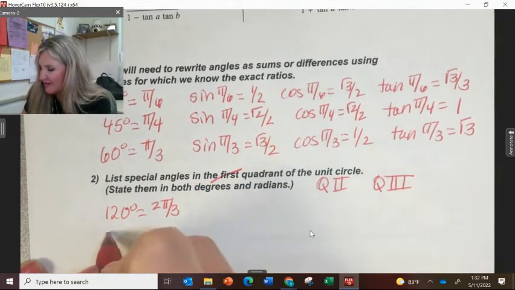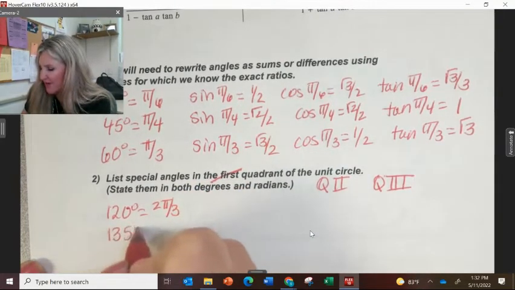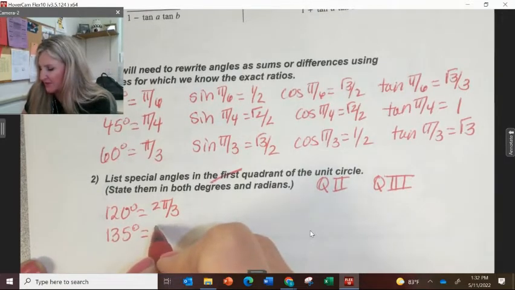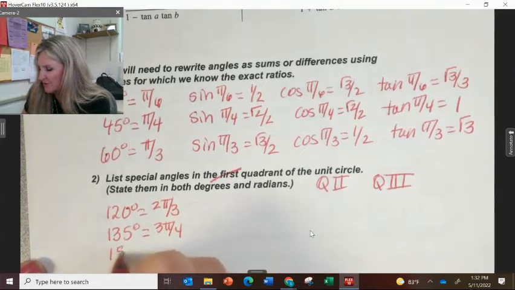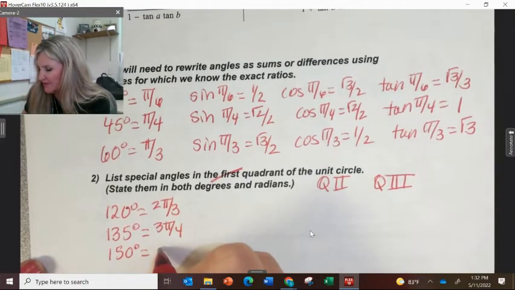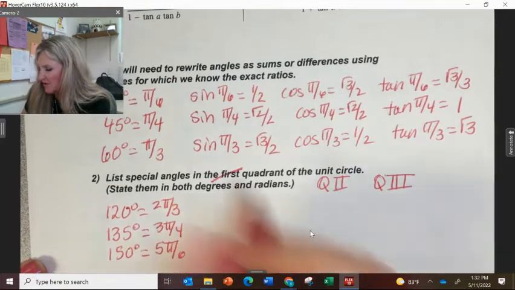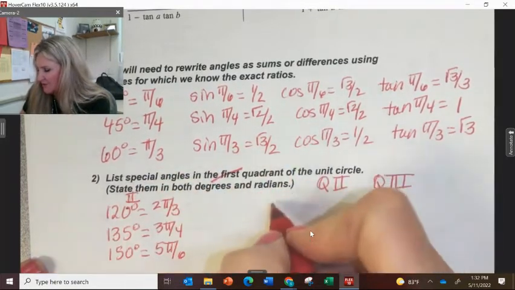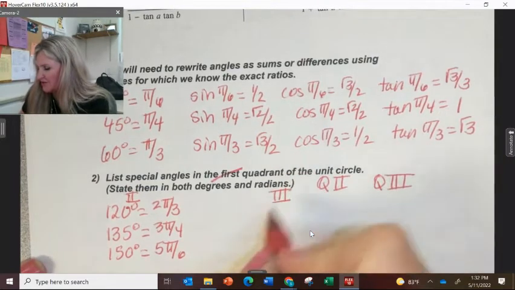The next angle I come to in quadrant 2 is 135 degrees. What's another name for it in radians? Good. And then I come to 150 degrees in radians. What is it? Good. And we'll go ahead. That's in quadrant 2, our special angles. Quadrant 3, our special angles.